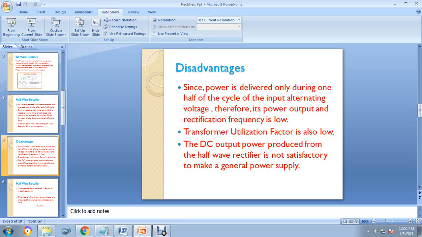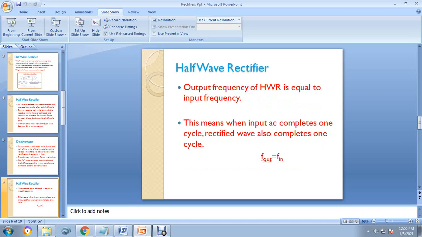The transformer has not been utilized fully, and power is delivered only during the positive half cycle, so the rectifier output frequency is also low. So we are going for another rectifier. Now coming to the output frequency of the half-wave rectifier, it is directly equal to the input frequency. So when the input AC completes one cycle, the rectified wave also completes one cycle.